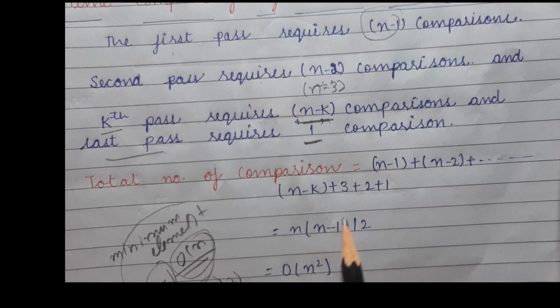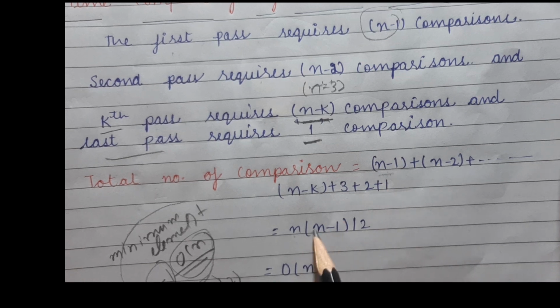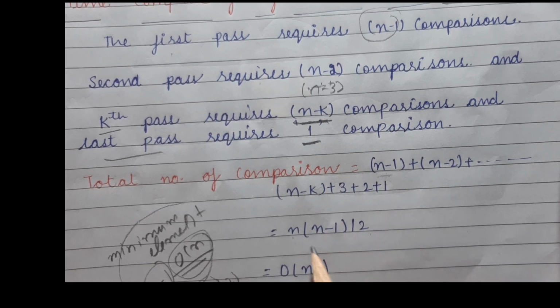After this, there is one formula for finding the sum of this series. The last element is n minus 1, so it is n into n minus 1 divided by 2. So the complexity becomes big O of n square.